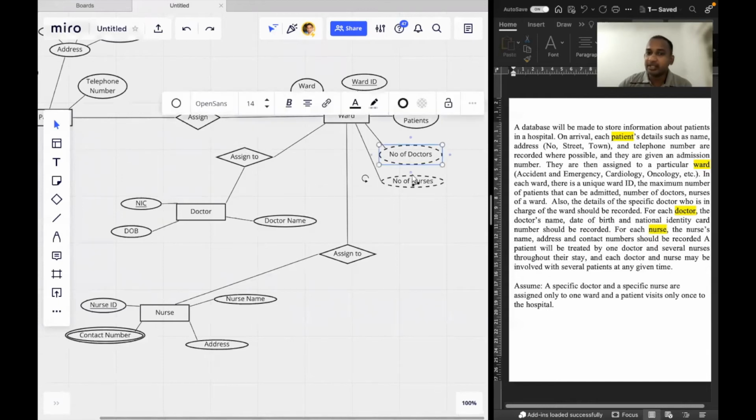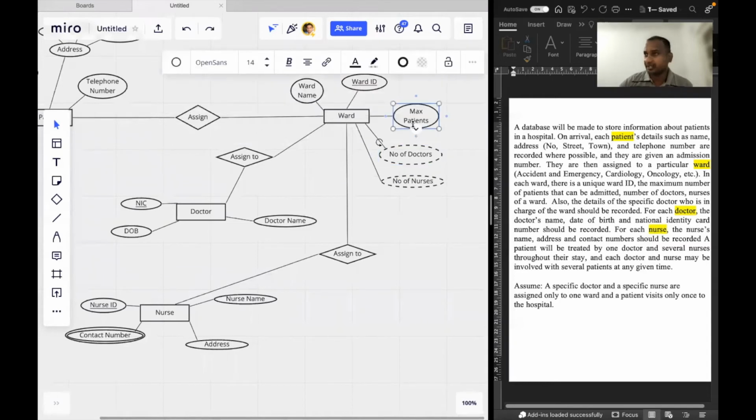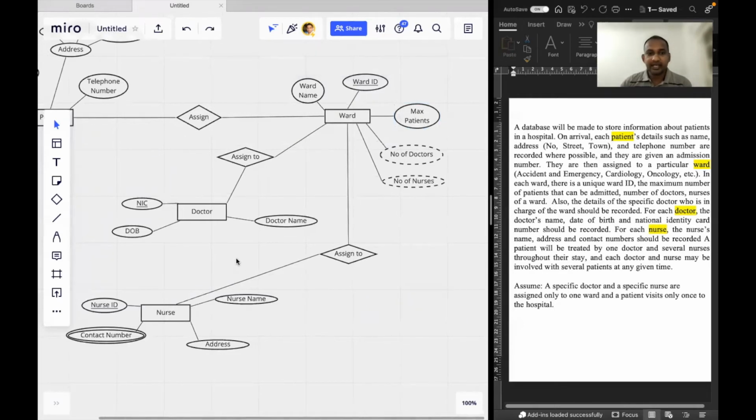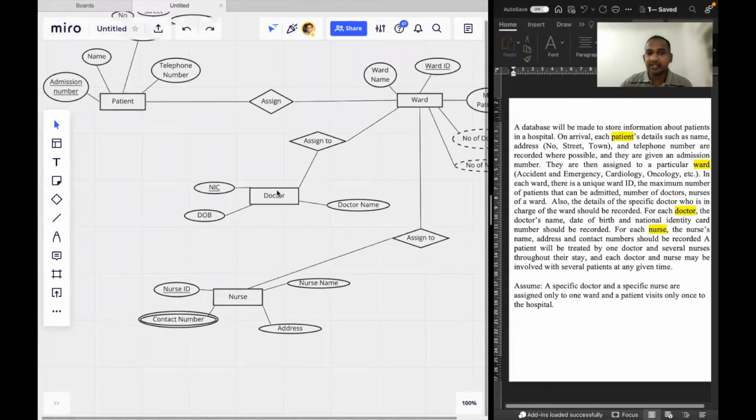Sometimes this number of doctors, assume that this number of doctors can be calculated by this max patient. If it is calculated by the max patient, however, from the max patient you cannot calculate it here. Assume that we can calculate the number of doctors by using the max patient, then the number of doctors is a derived attribute. Okay. For an example, you can use another. Assume that there is an attribute called age for this doctor. What is the age?